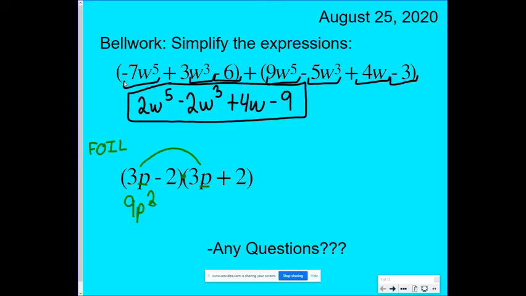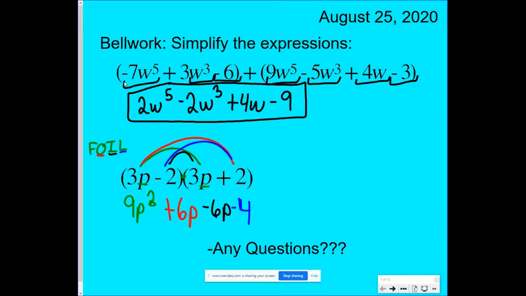We did first, let's do outer. 3p times 2 is 6p. Just multiply and stick the p at the end. I stands for inner. Negative 2 times 3 is negative 6p. Then L stands for last. So I'm going to do negative 2 times positive 2, which is negative 4.